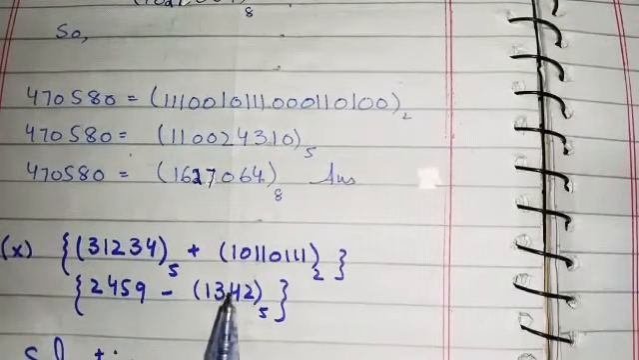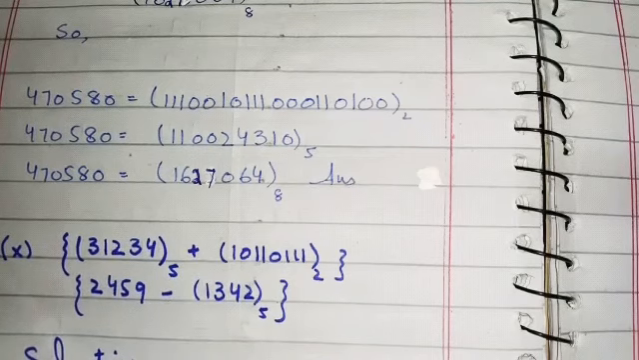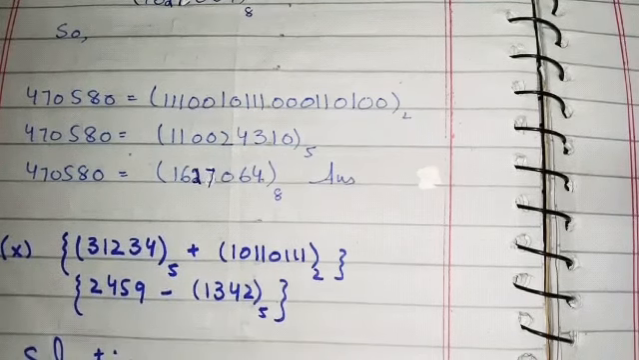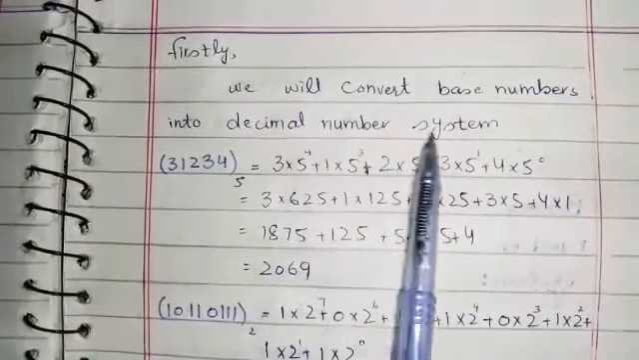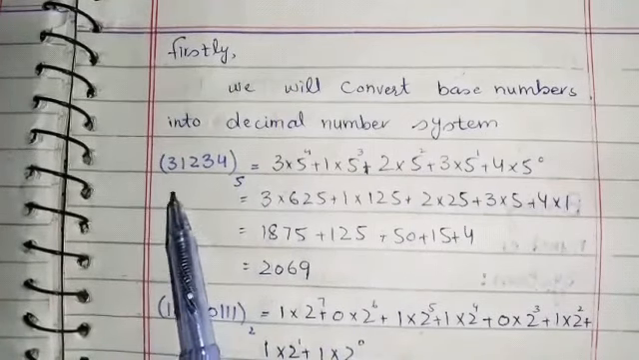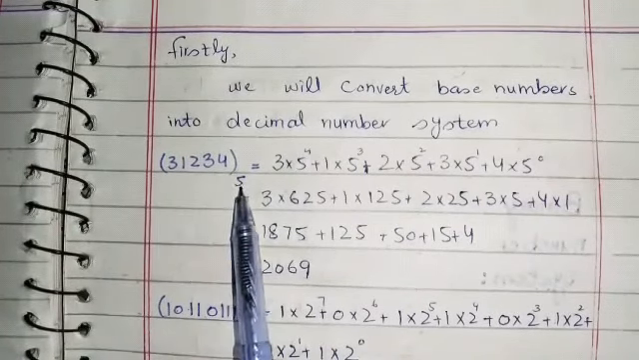Now students, let's move towards our part 10. Here we have base numbers. Firstly we will convert them into the decimal number system, then we perform our respective functions. Firstly we will convert base numbers into decimal number system. Here we have our first number 31234 with base 5.